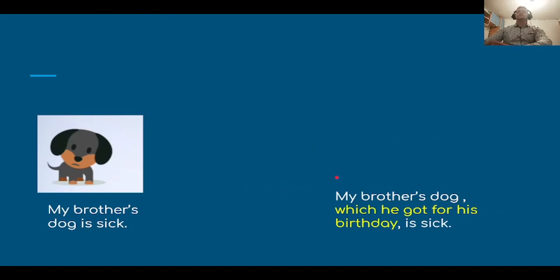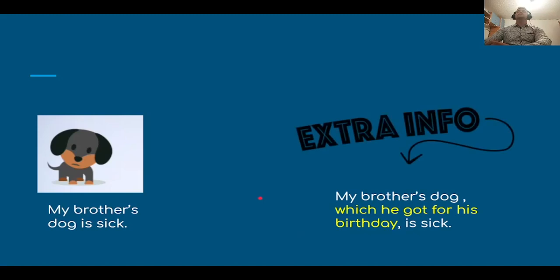So, between these two sentences, can you notice anything wrong? Can we use both of these sentences? Actually, both of these sentences are perfectly fine, because in the second sentence we only have extra information about the dog. That he got it for his birthday is some extra information.